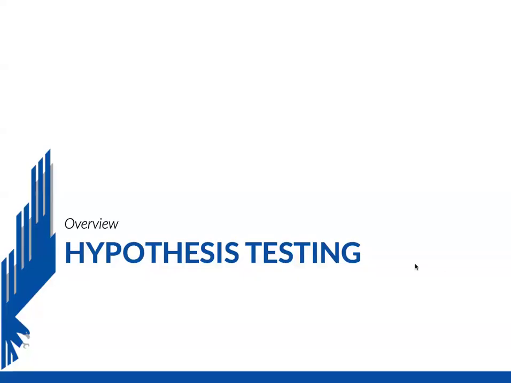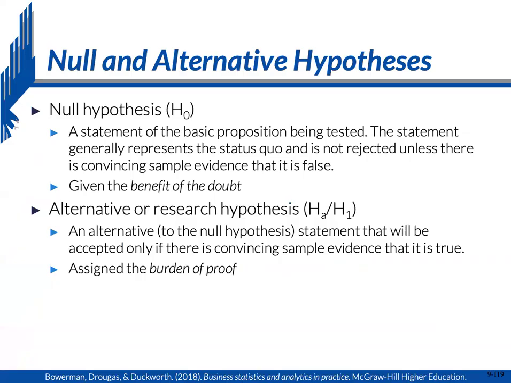This video is about an overview of hypothesis testing, where I will be discussing different concepts that are involved in the hypothesis testing procedure. Whenever we perform hypothesis testing, there are always two hypotheses that are involved. The first one is the null hypothesis, which is usually denoted by a capital letter H and a subscript of 0. This is a statement of the basic proposition being tested.